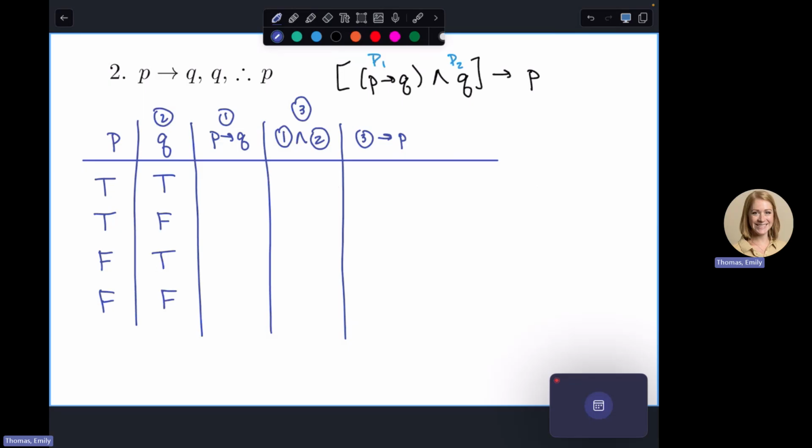All right, true, true, false, false, true, false, true, false for P and Q. P implies Q. We have true, false, true, true. 1 and 2, we have true, false, true, false. What does this mean? Yeah, first and third are critical rows. And then we want to look at the truth of the conclusion in those rows. So our conclusion is P, right? Here it's fine. There it is not fine. So this is not a valid argument.